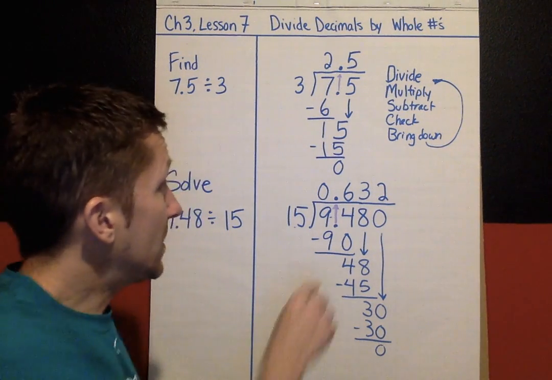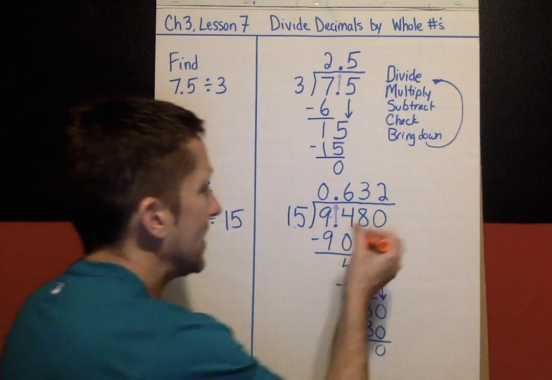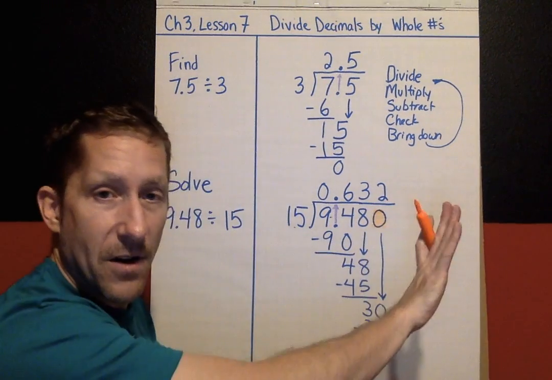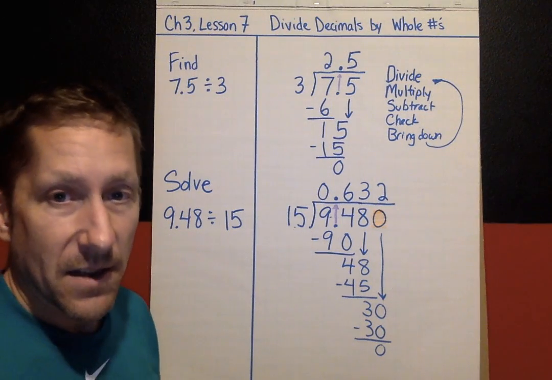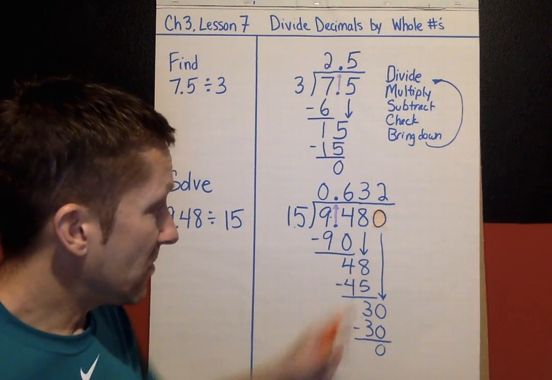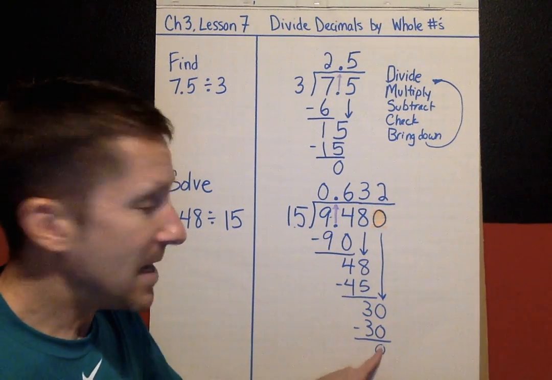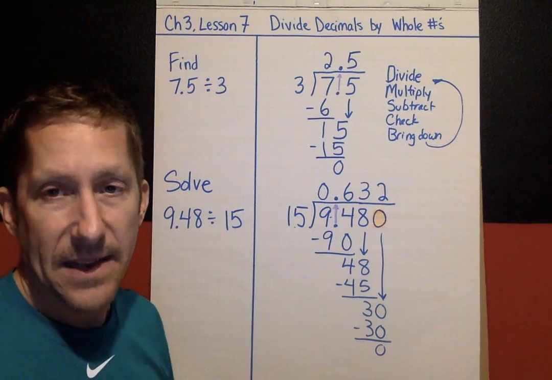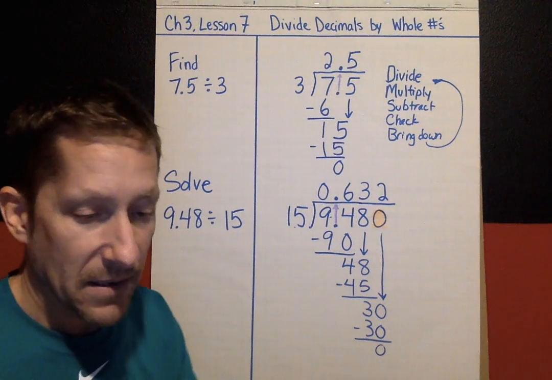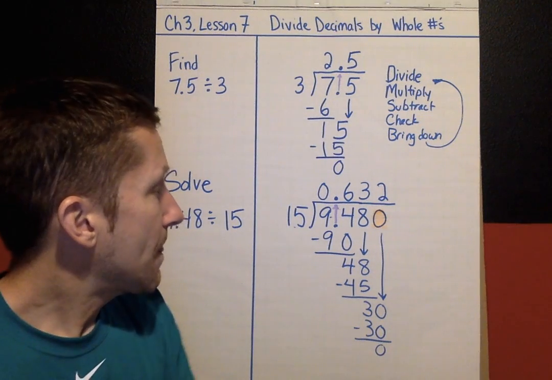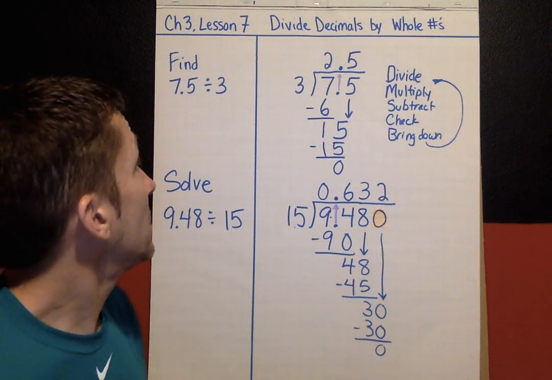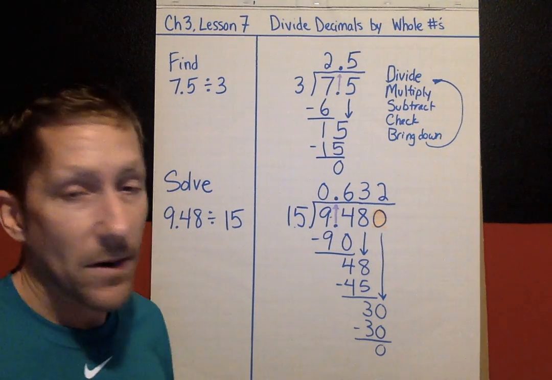So what was different about this problem is we added this 0. You can add as many zeros to the very far right of a decimal that you want. And again, you're looking for the decimal to either terminate, finish with nothing left over, or you might find that the decimal starts to repeat. All right, that is it for lesson 7, divide decimals by whole numbers.